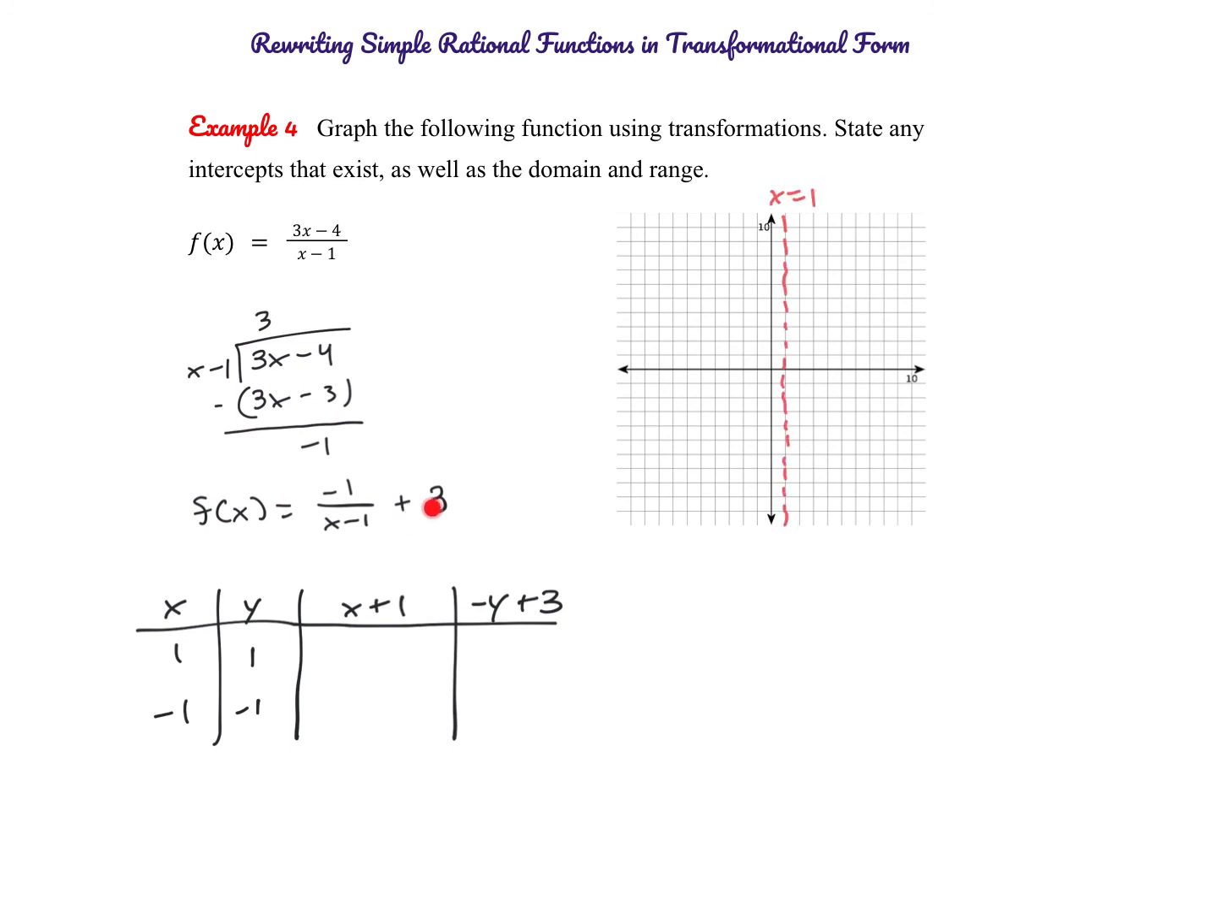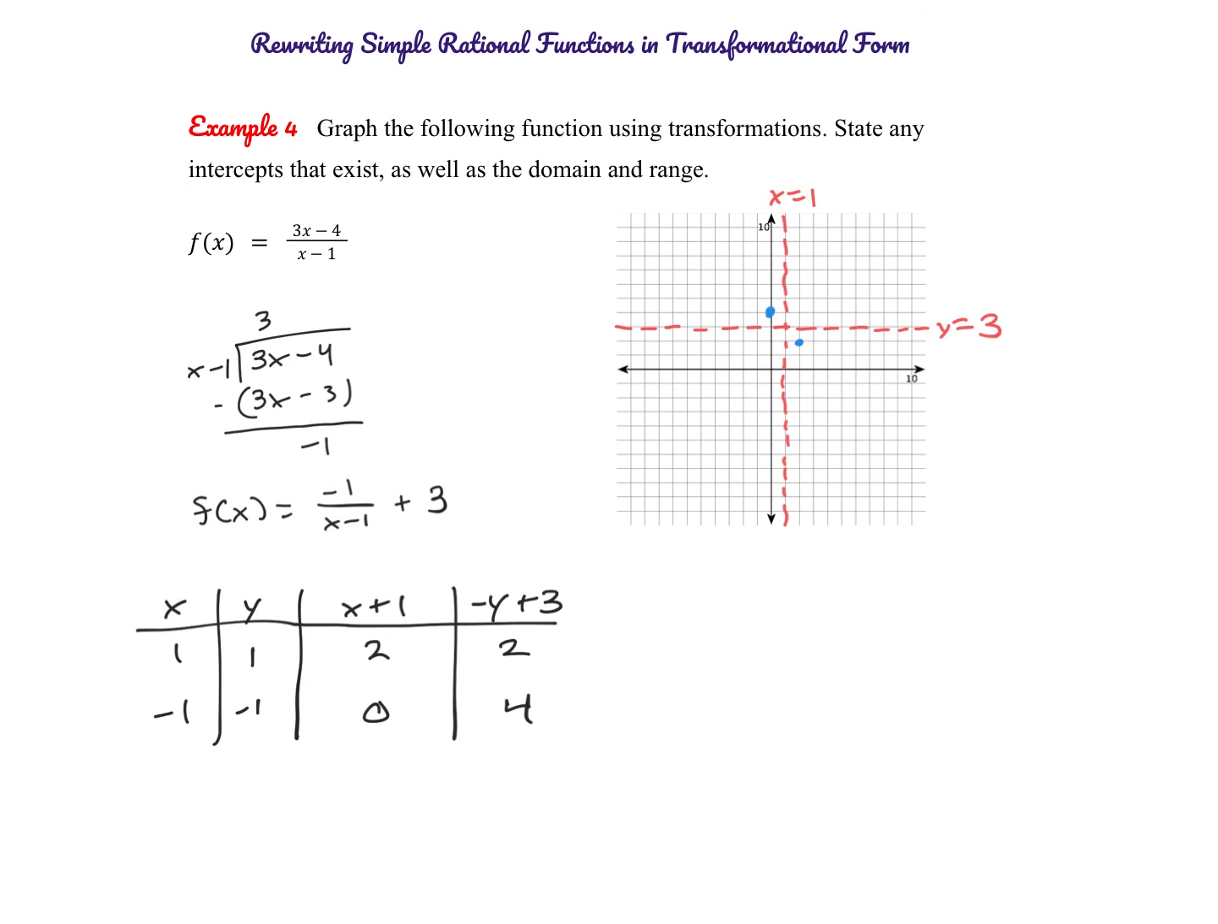And we know that our horizontal asymptote is going to shift up 3, so that's going to be at y equals 3. So I'll plot those on first. And then we can find these transformed coordinates. So here we get 2 and 0. And then here we get negative 1 plus 3, which is 2. And here we get positive 1 plus 3, which is 4. So we have (2, 2) and (0, 4).